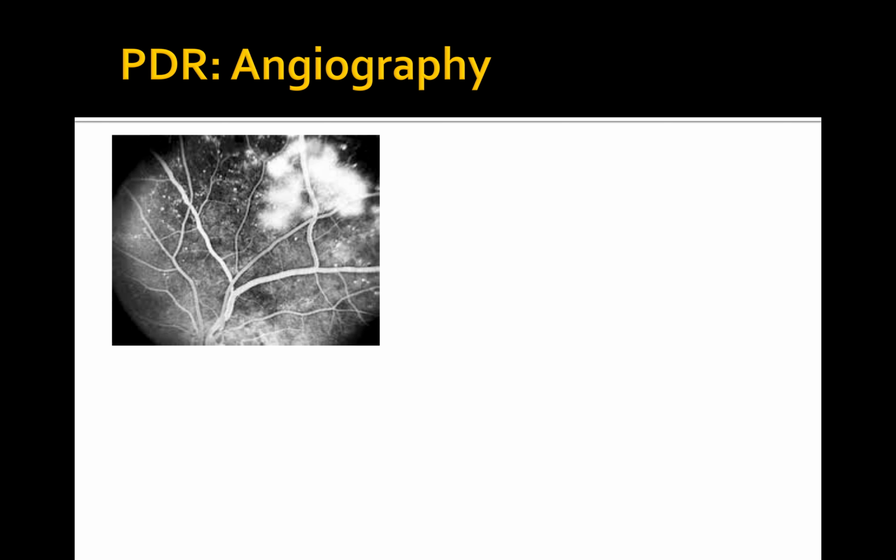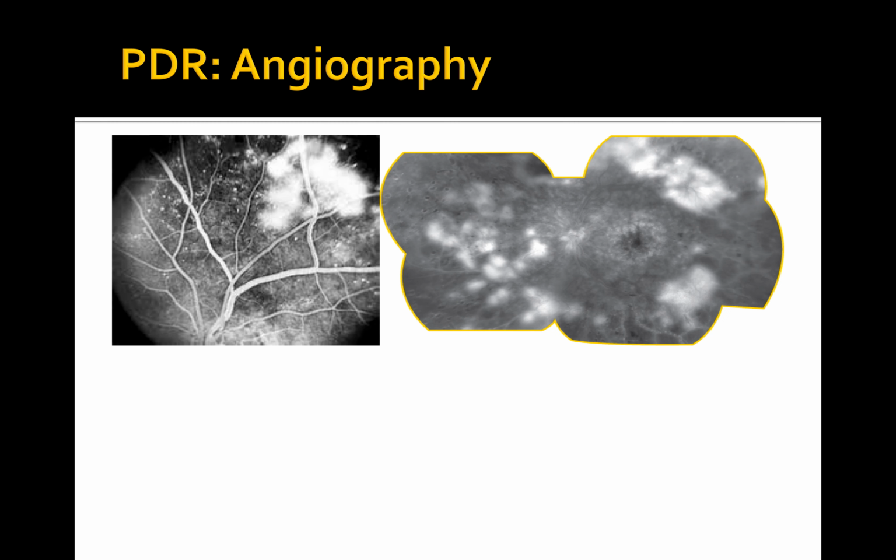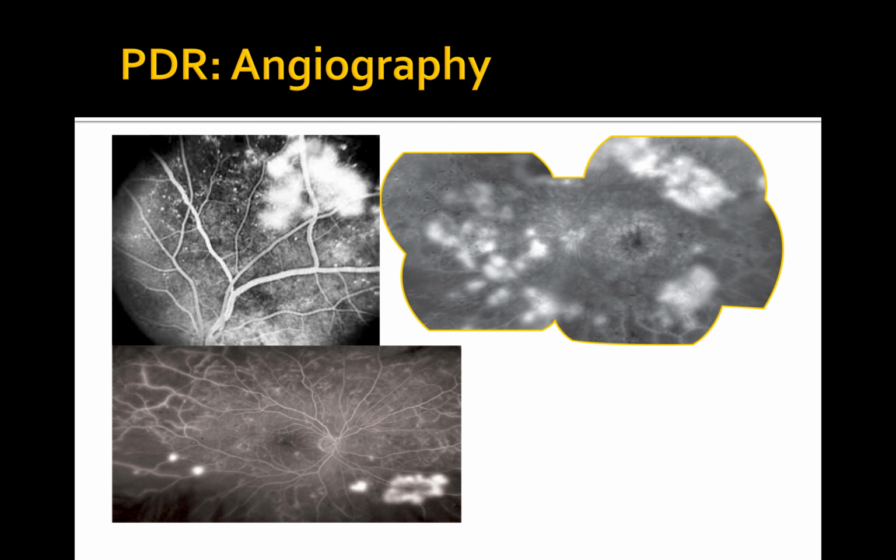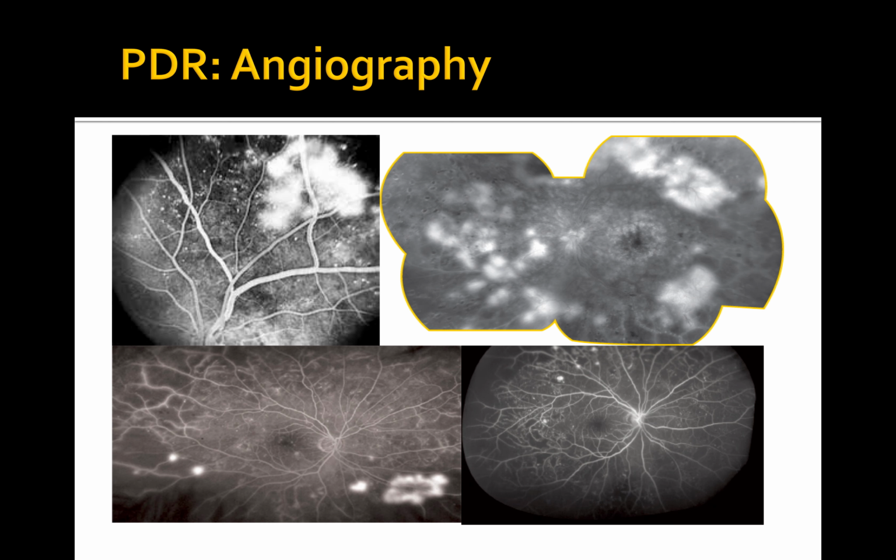Here's an angiogram of a fairly large fibrovascular frond of neovascularization. A montage image of various foci of neovascularization in the periphery. Wide field image of capillary non-perfusion and multiple fronds of neovascularization elsewhere. And a more subtle wide field image with peripheral capillary non-perfusion and only a few foci of neovascularization elsewhere.